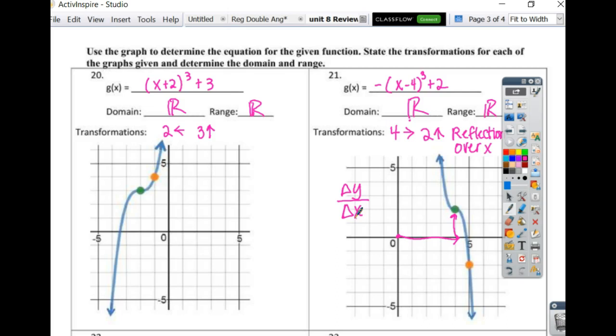And the change in x is cubed because we're doing the cubic function. If I was doing the square root, it would be the square root on the bottom. If I was doing quadratic, it would be squared. It doesn't matter what the function is, that goes on the bottom. So this one, how many do I go down? 4, and how many over? 1. And what is 1 cubed? 1. So 4 divided by 1 is 4. So my A value, I have a stretch of 4.